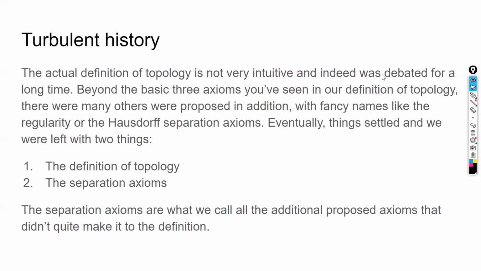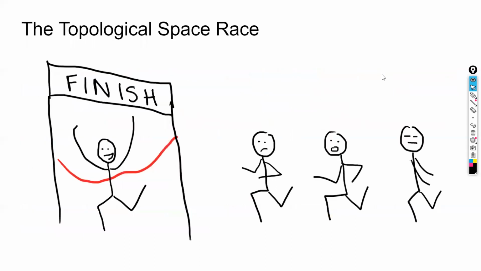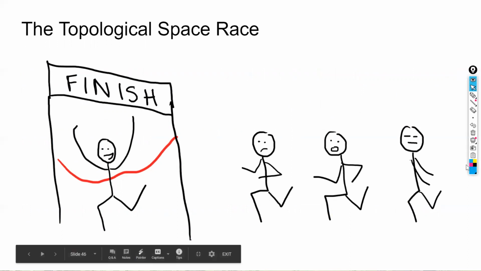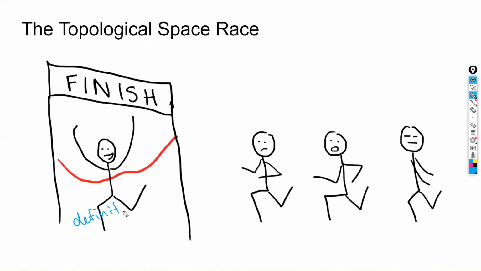Eventually, things settled and we were left with 2 things. 1, the definition of topology, and 2, the separation axioms. The separation axioms are what we call all the additional proposed axioms that didn't quite make it into the definition. So, to illustrate, if this was the great topological space race, here are the axioms in the definition. And these guys are the separation axioms.